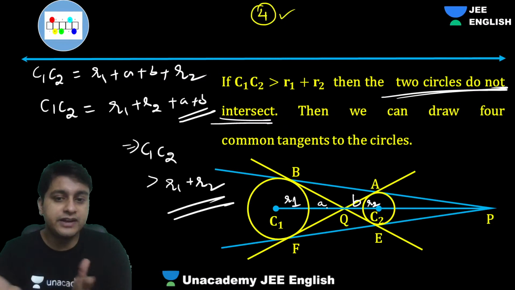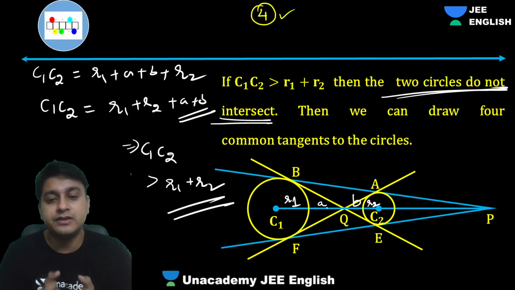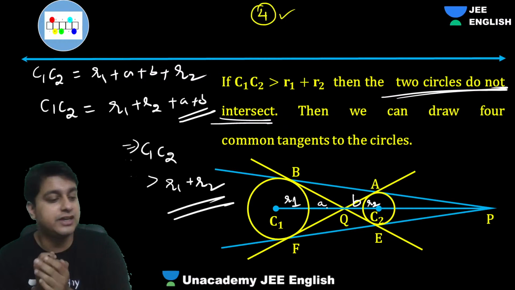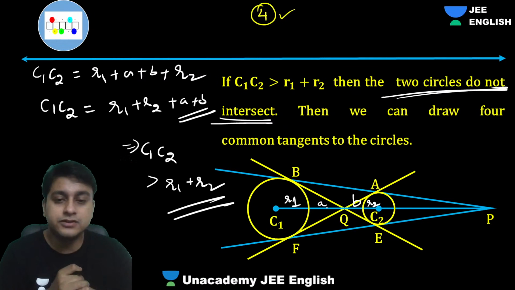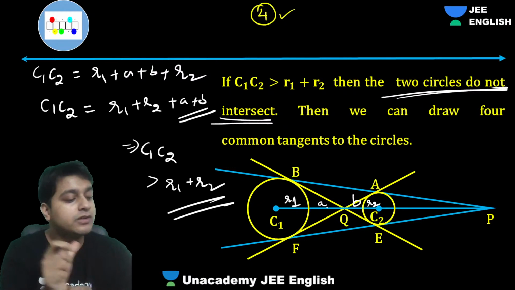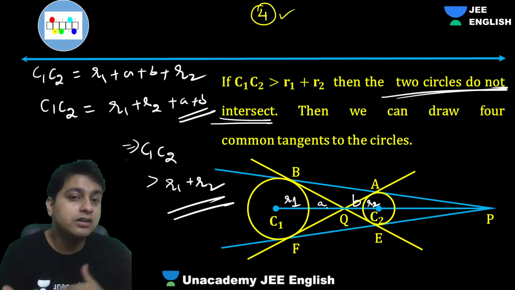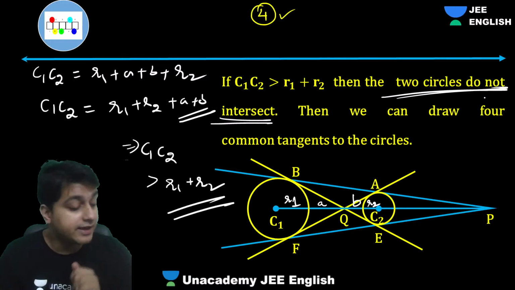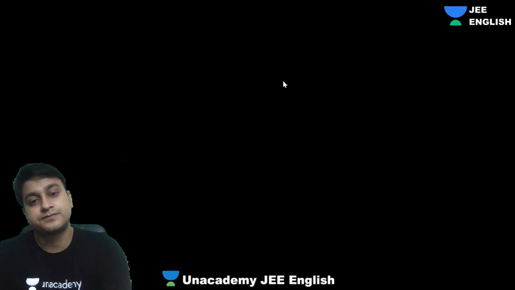Clear? Guys, very important concept. Please concentrate, everyone, which is going to be very, very important for your JEE preparation. So this is the first case. If C1, C2, the distance between the centers, is more than the sum of the radii, the circles do not intersect. Next.